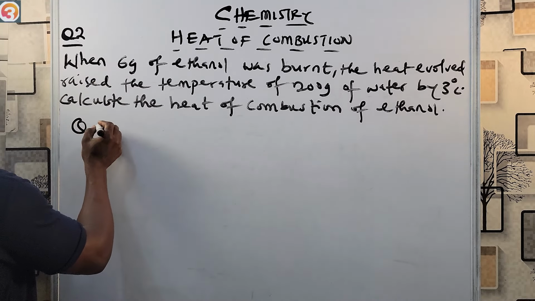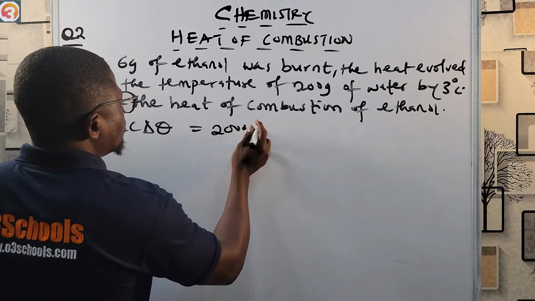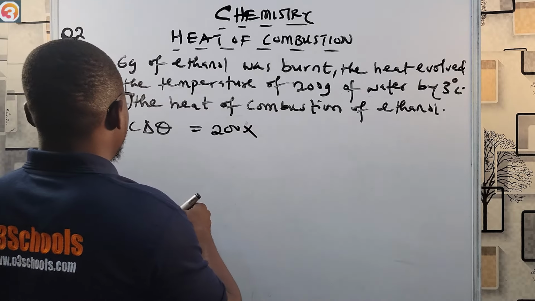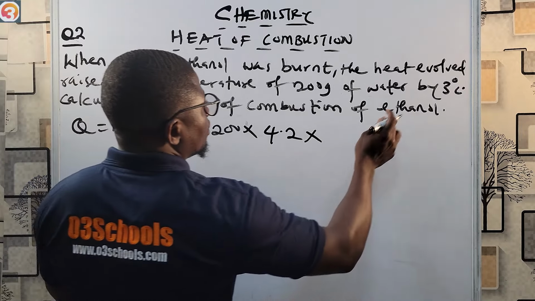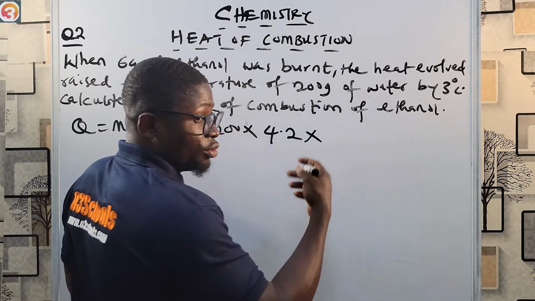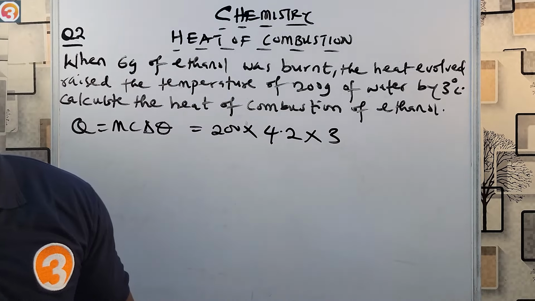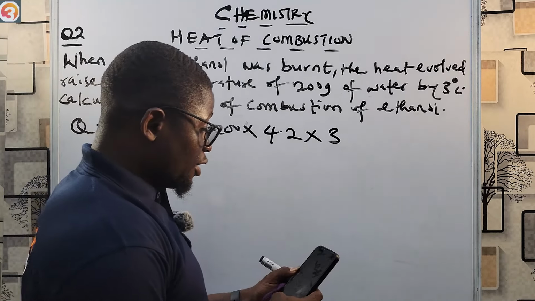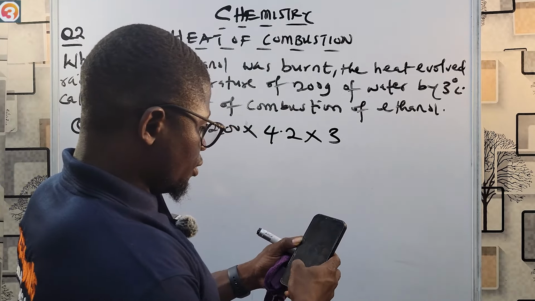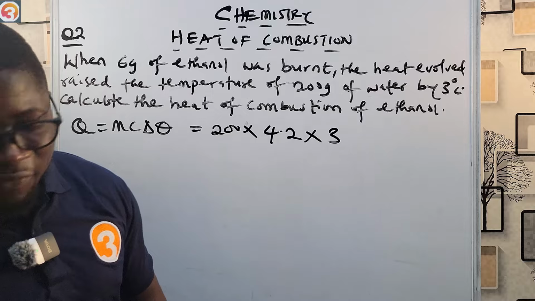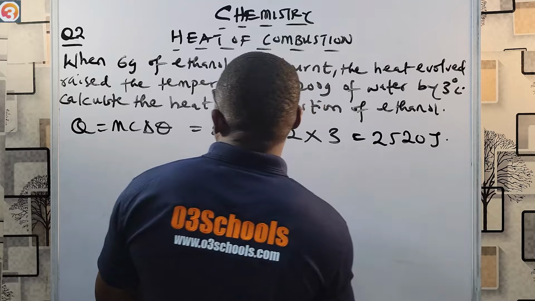of course, you know that quantity of heat is MC delta theta. Mass is 200 gram, so 200 times the specific capacity, which is 4.2, then times the change in temperature. From 0 to 3 degrees Celsius, it increased, so it's 3. 3 minus 0 is 3. So press your calculator. We're going to have 200 times 4.2 times 3 to give us 2520. This is 2520 joules. Okay? This is what we have.